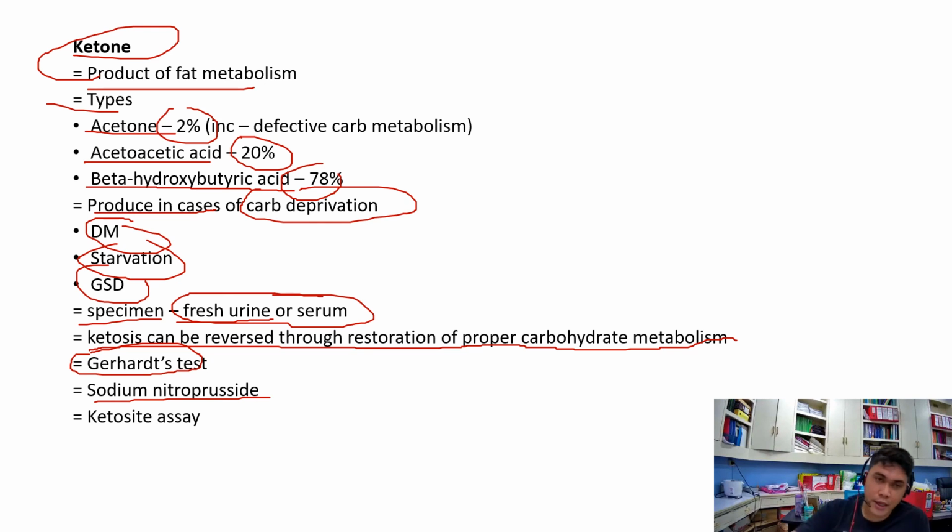Then the Ketosite assay is for the measurement of beta hydroxybutyric acid. This is an enzymatic assay, so you'll use beta hydroxybutyrate oxidase. Ketones usually increase in patients with DM, particularly type 1 DM, but there are cases of type 2 DM that will develop ketoacidosis. Another, you have carb deprivation and starvation, with increased ketone production, and also GSD.